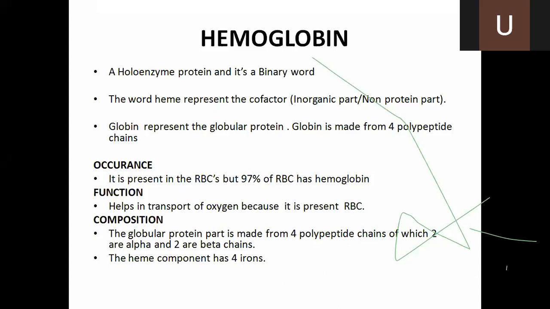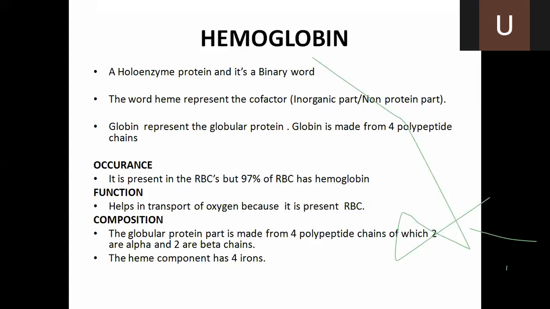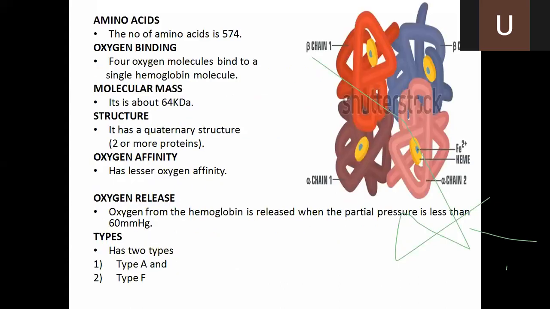Now, coming to the composition of hemoglobin. It has a globular protein part, which is made from 4 polypeptide chains. In yesterday's lecture, we saw that there are 2 alpha and 2 beta chains. Each alpha and each beta chain has a heme component, which is the iron. So when you add 2 from the alpha and 2 from the beta, it gives you 4. Each of them has a heme group, so a total of 4 iron groups are present.